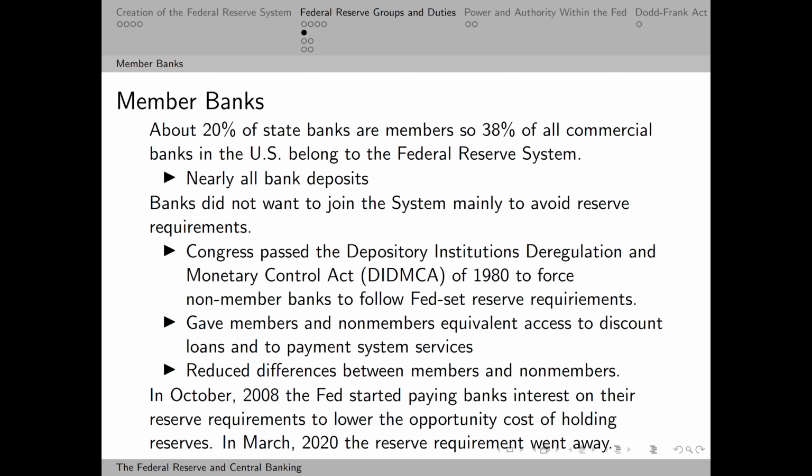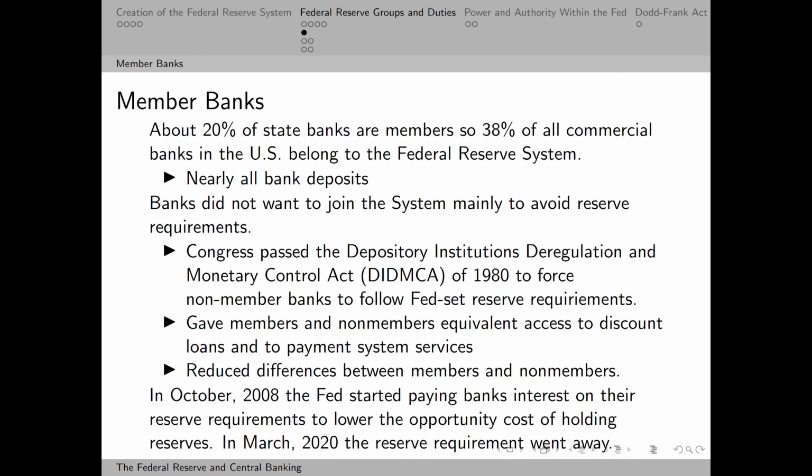And so in 1980, Congress passed the Depository Institutions Deregulation and Monetary Control Act, which forced non-member banks to follow Fed set reserve requirements. And so the idea is that it doesn't give these small banks a competitive advantage by offering lower interest rates than these bigger banks, as well as letting them get more leverage since they don't have to keep reserves. And so at that point, the idea of avoiding reserve requirements became kind of moot.